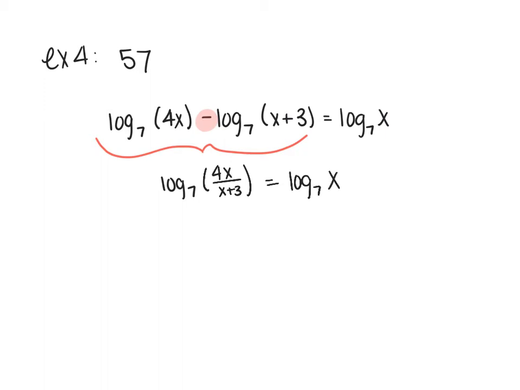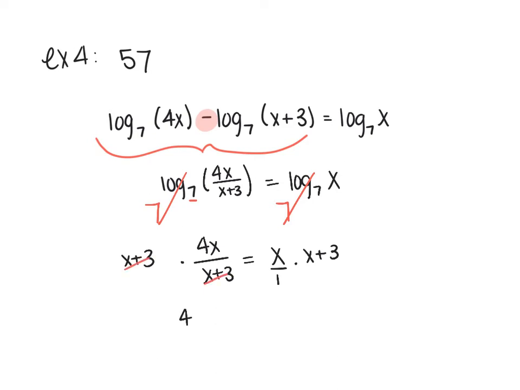Now because it's base 7, I'm going to 7 both sides, which will make both of those cancel out. And then I will have 4x over x plus 3 equals x. Now you can think about this as x over 1 and cross multiply, or you can multiply both sides by the denominator, x plus 3. It doesn't matter. I'm going to multiply both sides by x plus 3 because it's divide by, so to undo division I would multiply, which will give me 4x on the left, and then x times x plus 3.